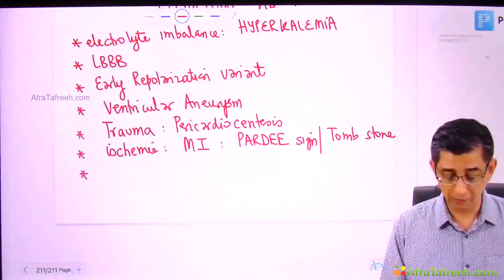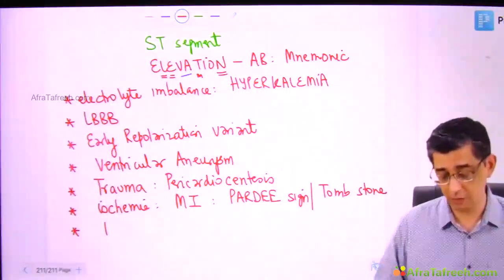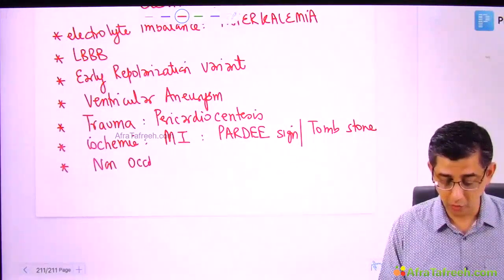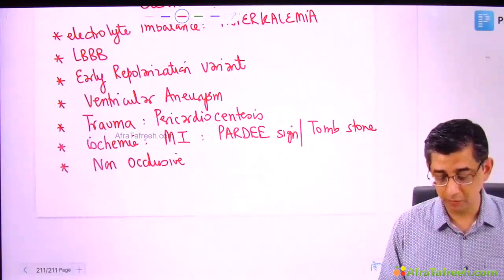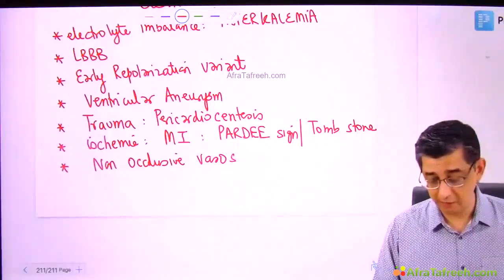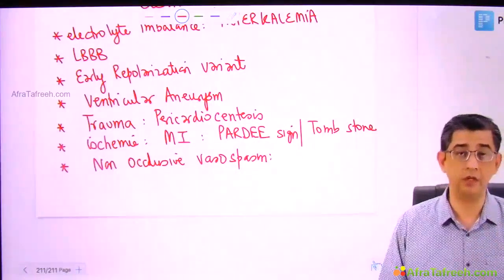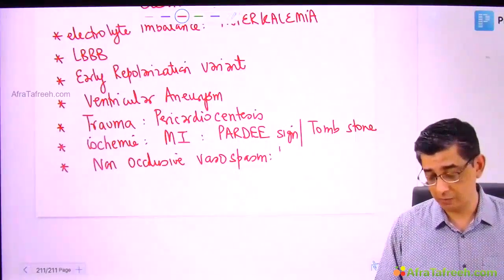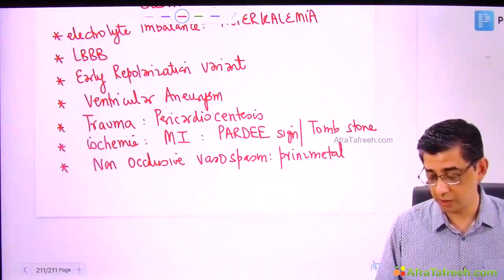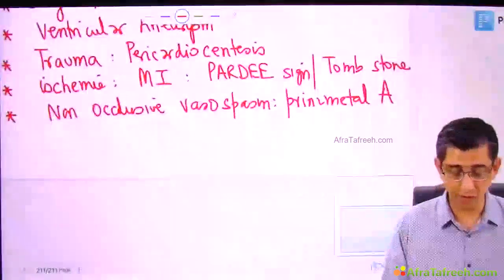Now we come to alphabet N, that would be of elevation. I'm finishing the word elevation at the moment, and this is important not to be forgotten. This is non-occlusive vasospasm. Now I hope you recall, non-occlusive vasospasm is going to be Prinzmetal angina, and when I've described Prinzmetal angina, I have said the only angina having ST elevation is Prinzmetal angina. Please remember, the non-occlusive vasospasm wording was used just because Prinzmetal angina was not able to fit into the mnemonic. So I've used an alternative terminology here.